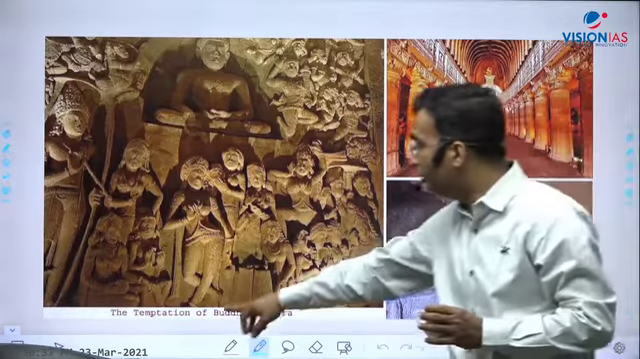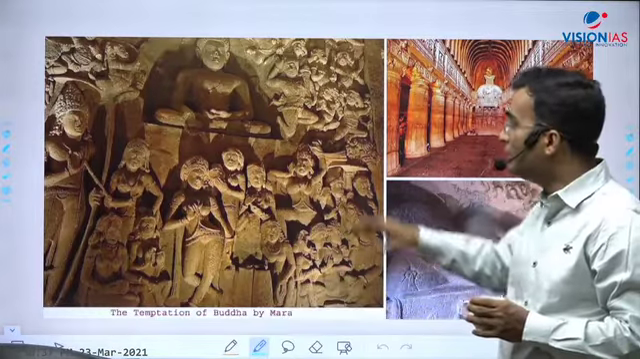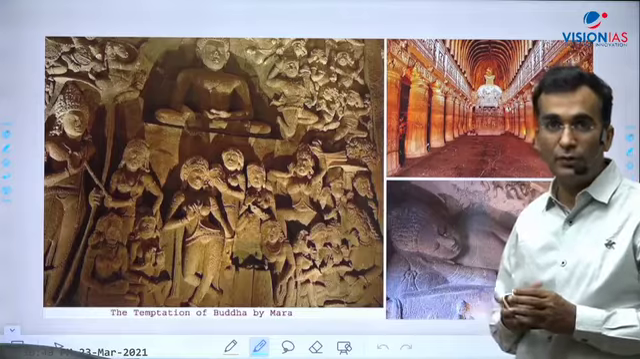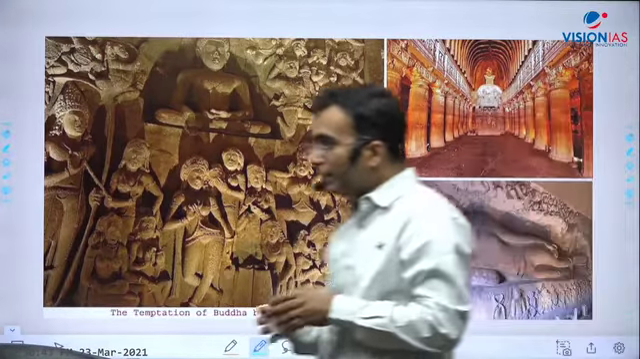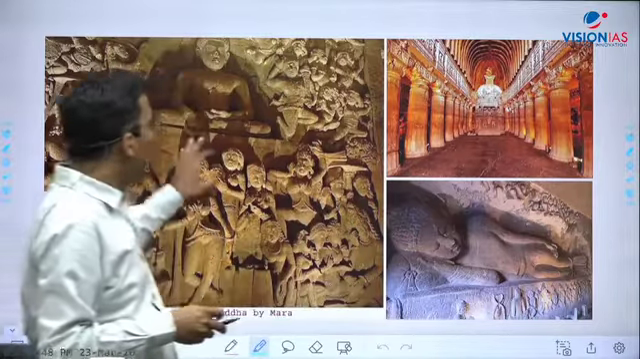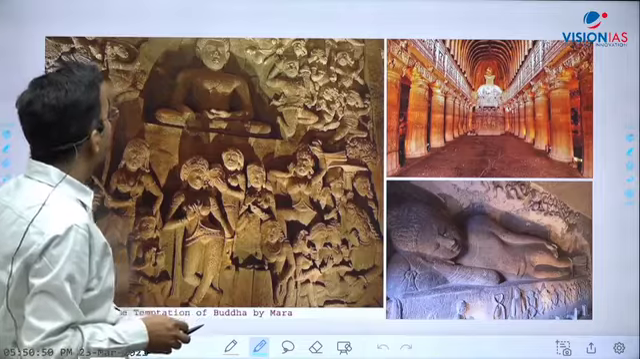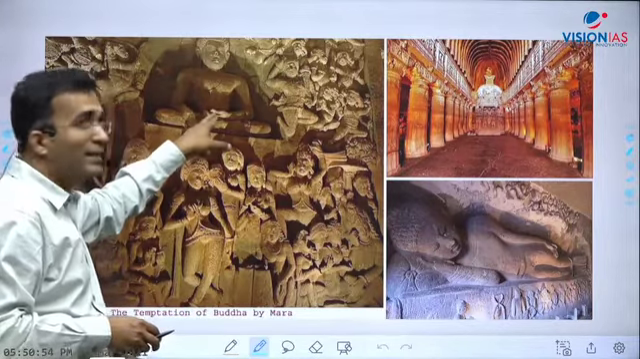And this is the Mara temptation, the temptation of Buddha by Mara, or Mara tempting. So there is a story which I'll tell you over here. Listen, what is the story overall? As you can see here, in this place Buddha is in a meditative phase. One of his hands is in his lap.